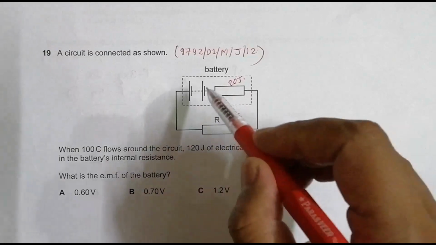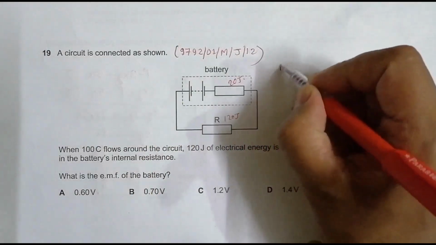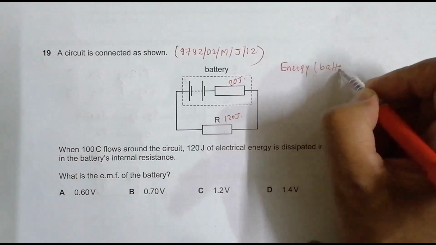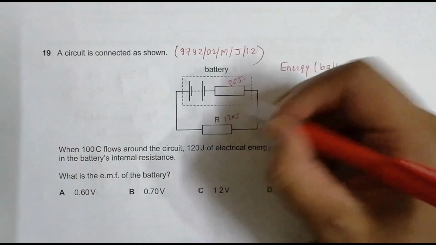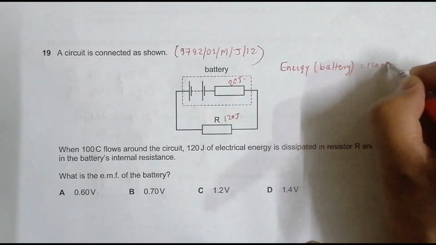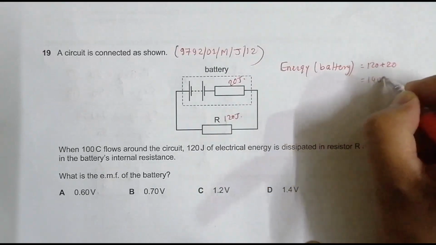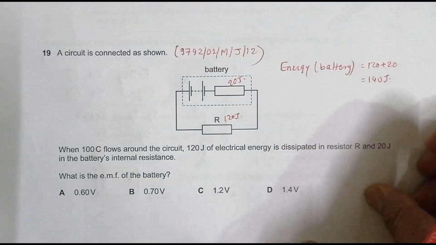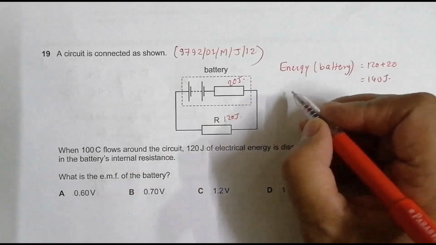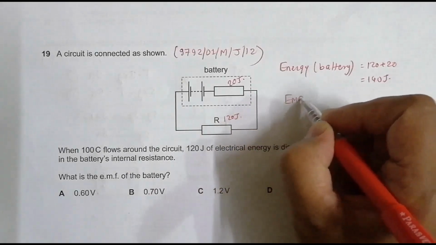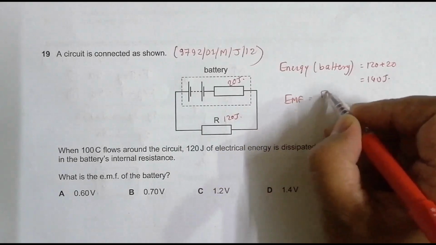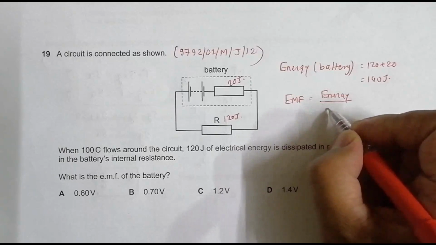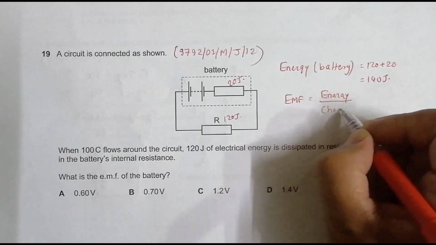That means the energy provided by the battery or cell was equal to the sum of these energies. So that's equal to 120 plus 20 equal to 140 joules. So the cell or battery provided 140 joules of energy. So now the EMF should be equal to the total energy provided by the battery per unit charge.